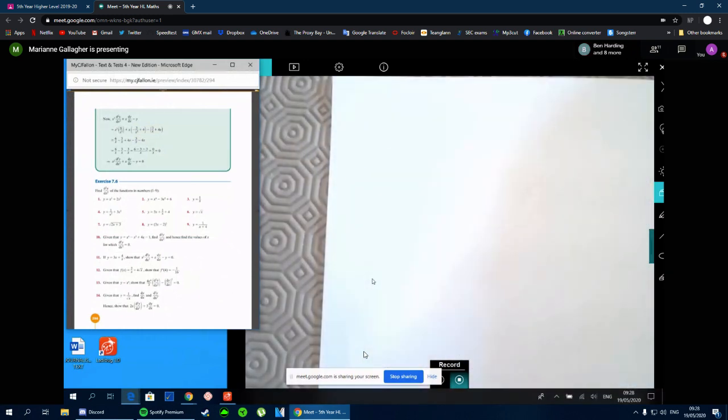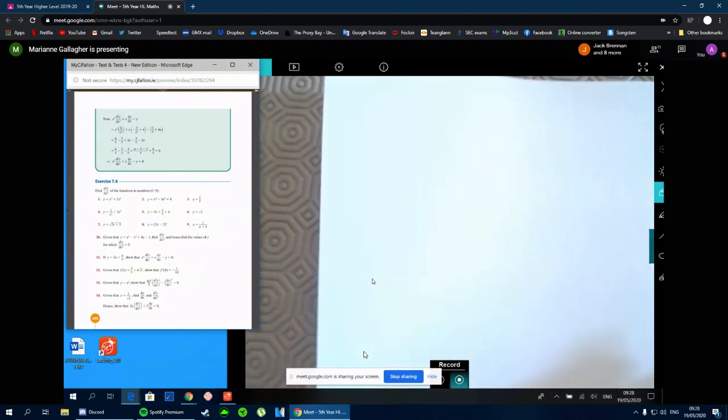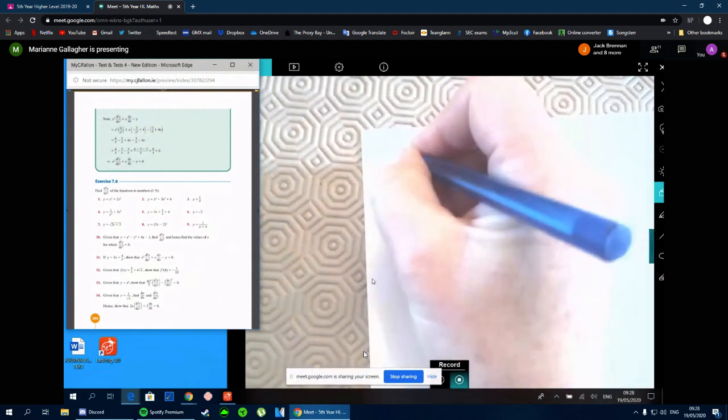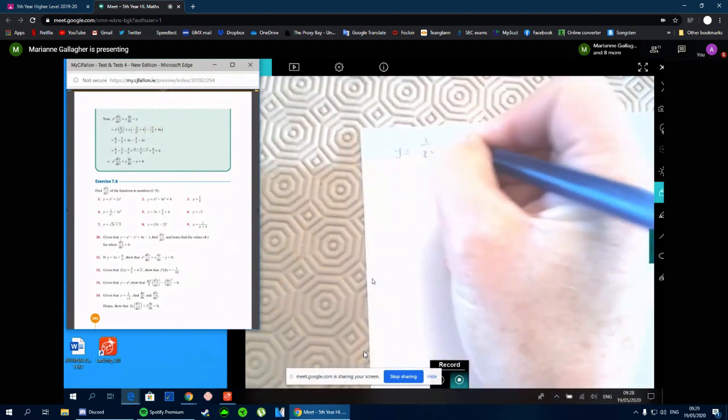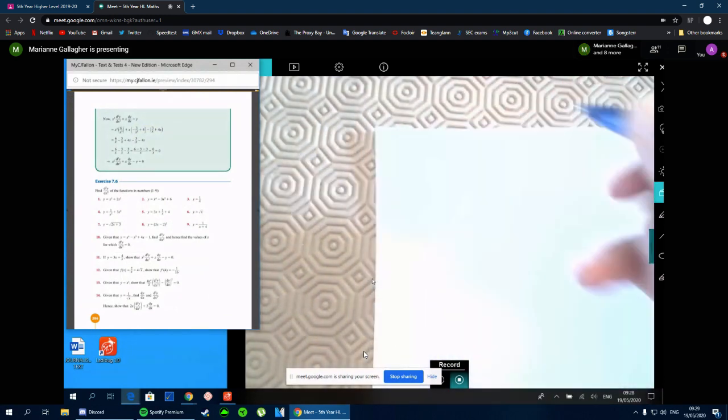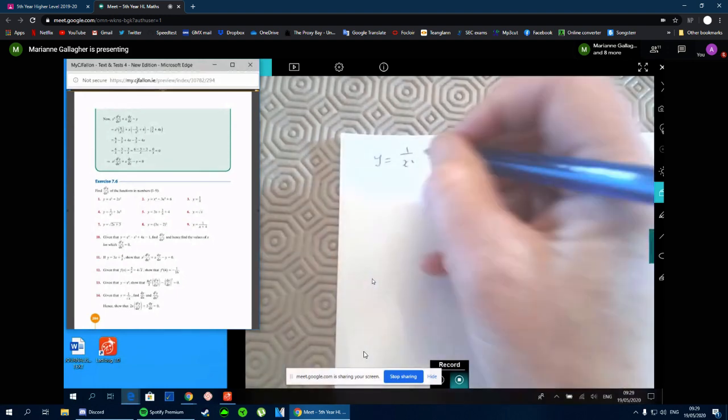So I'll take some of the combination ones, like question 4. So you have y is equal to 1 over x squared plus 3x squared. How do I get that into the form?